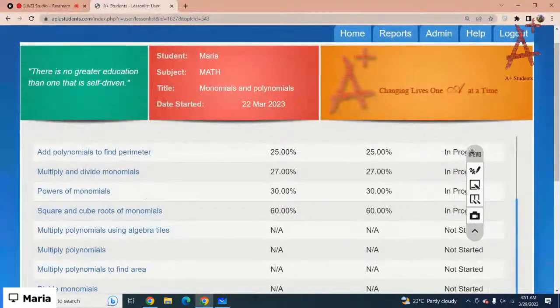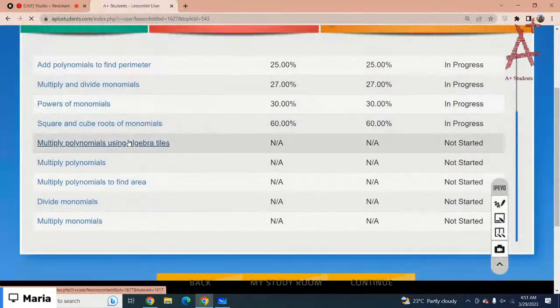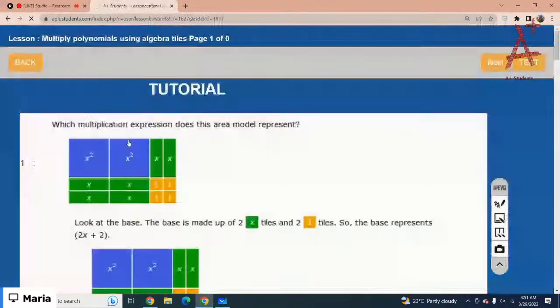Here I am on grade 8 maths. The chapter is monomials and polynomials. Let's just start with the first lesson, that is multiply polynomials using algebra tiles. Which multiplication expression does this area model represent?